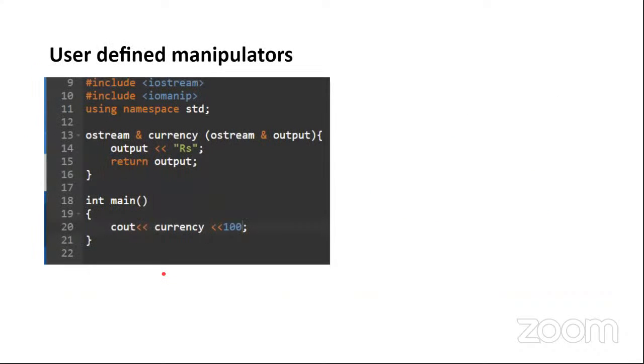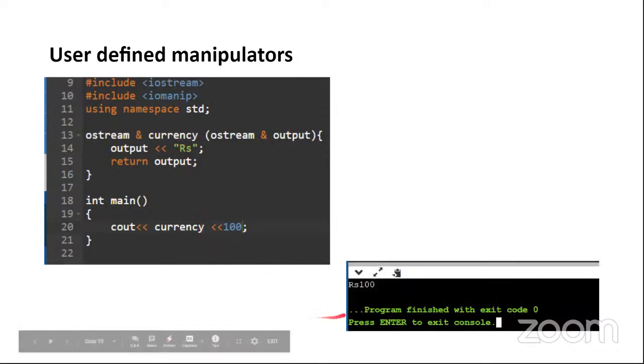The third one is the user-defined manipulators, which you can see here. Before printing the output, it will call this function which we define. So it will add RS to the output. So the output will be RS100.